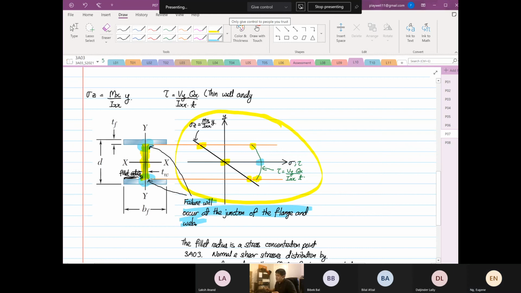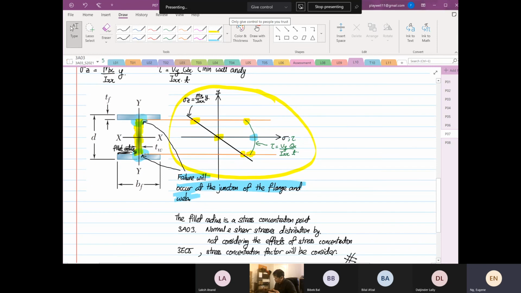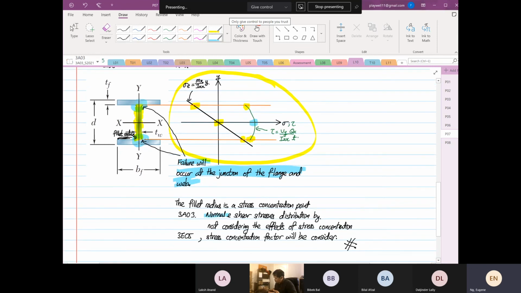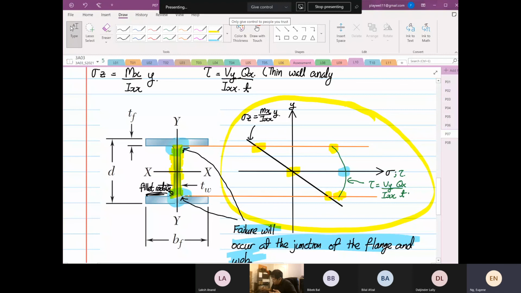And the web. Okay. So I'm not going to teach you about fillet radius. This class is not about fillet radii. This class is about normal stress distribution, and not considering stress concentration. When you go to 3E, then we go into stress concentration factor. So we are only interested in the stress distribution in the entire structure, where the beam is critical, which is at the location of the flange and the web. This is the region where it's going to fail. We will not be focusing on what fillet radius we put on. That is the next course that you're going to take.